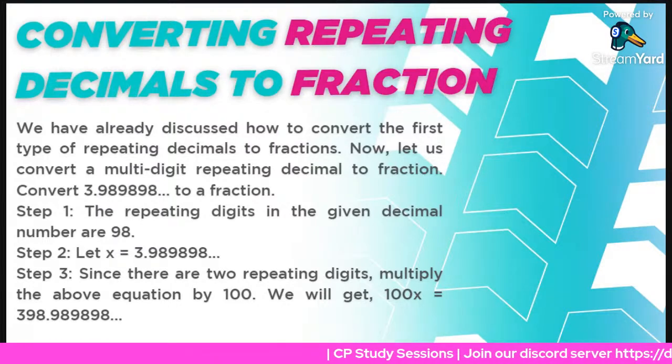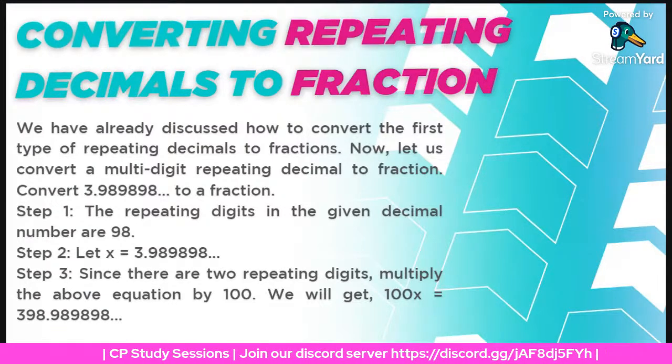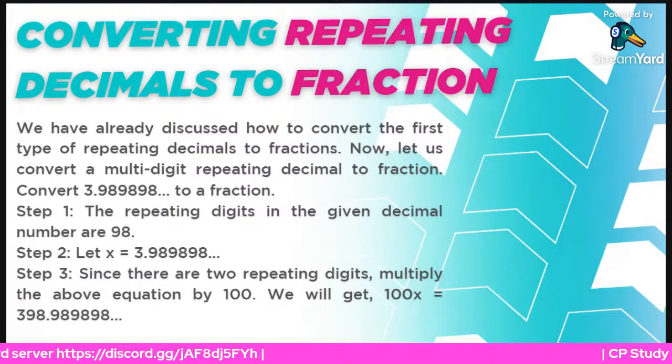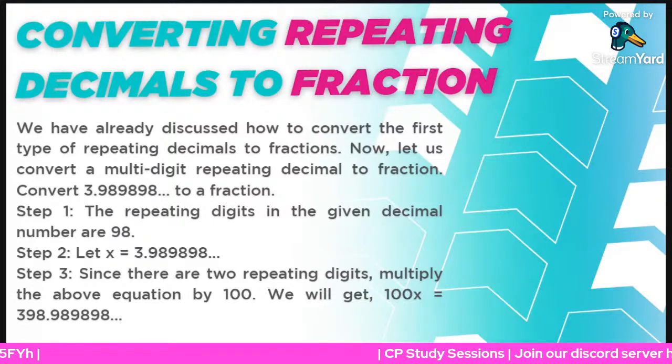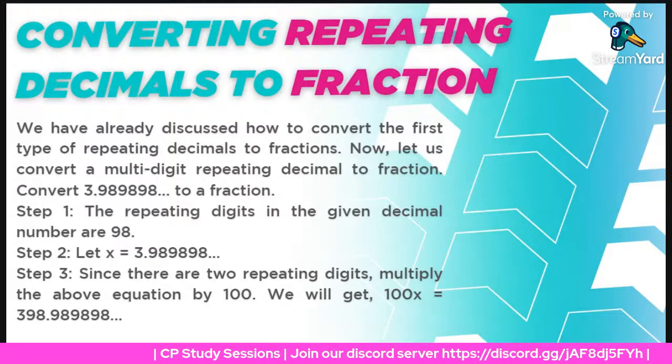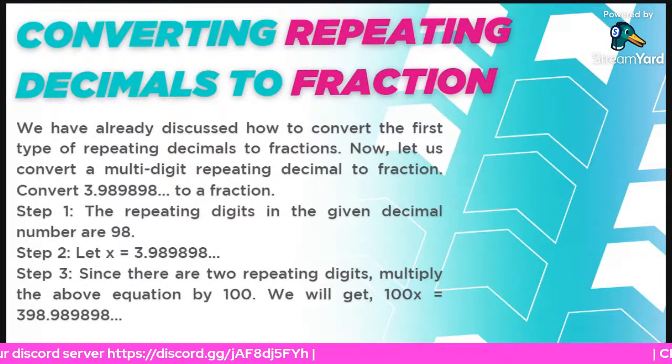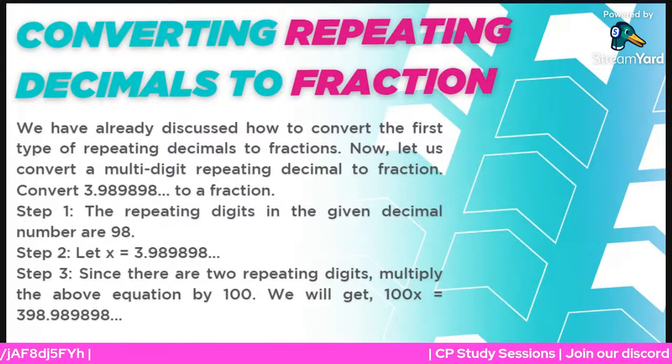Yeah, it's very confusing nga. So the repeating digits in a given decimal number are 98. So gaya ng sabi sa steps, let x be 3.989898. So generally speaking, ang x ay ang iko-convert nating decimal ay gagawin nating equivalent to x para makuha natin kung ano ang equivalent niya kapag ginawang fraction. Nakakasunod?